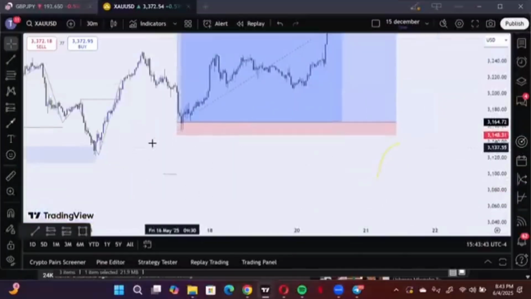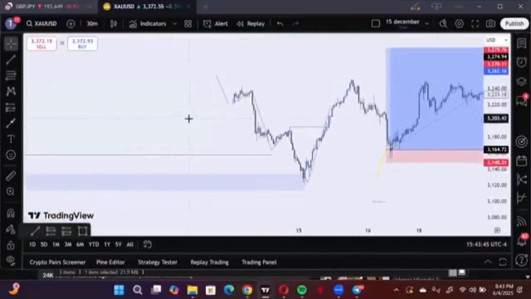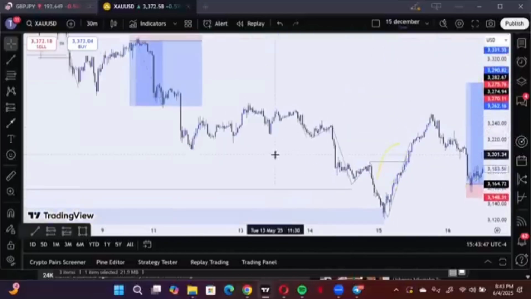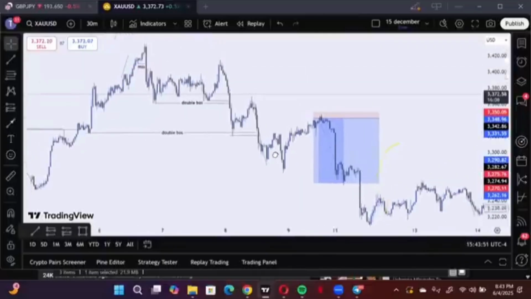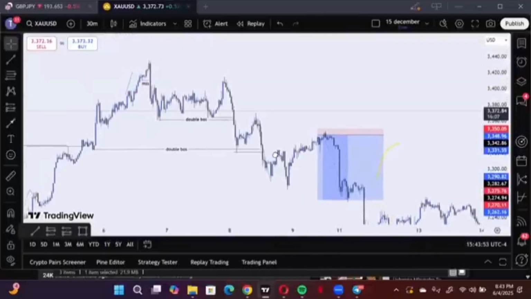Like I said, after your market structure part of the strategy, you move on to the next part of the strategy, which is the liquidity part. There are different types of liquidity in the market, but the one we use in picking entries is what you call inducement liquidity.